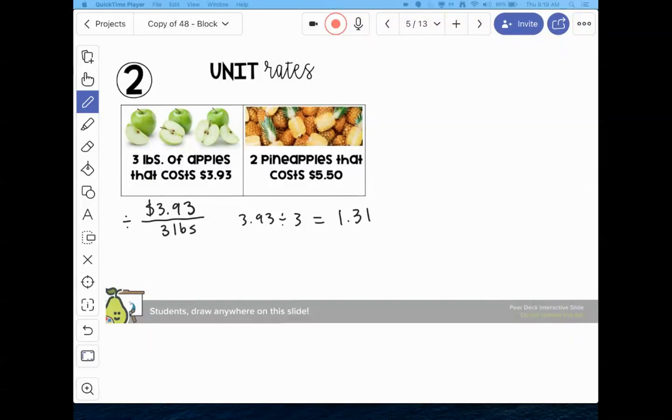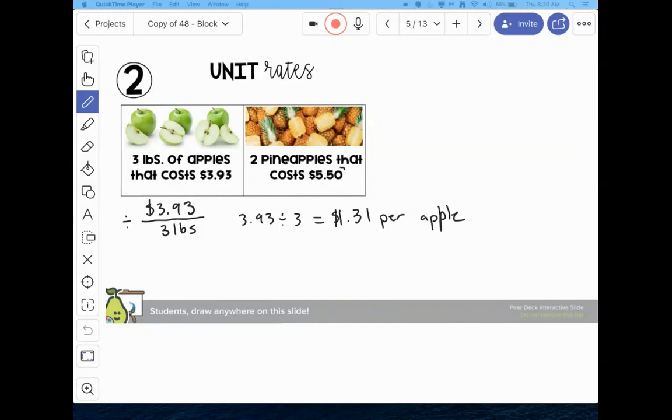$1.31. So what does that mean again? So make sure we're writing down what that means. So it's $1.31 per apple. So make sure you write that on there so you've got that labeled. Now, if you don't have that, make sure you've got it. So $1.31 per apple. Now we're going to do the same thing with pineapples.